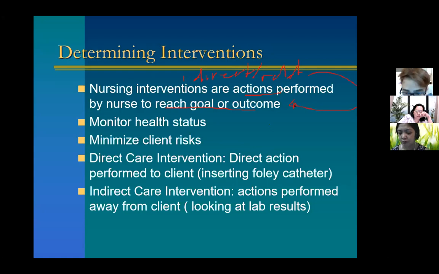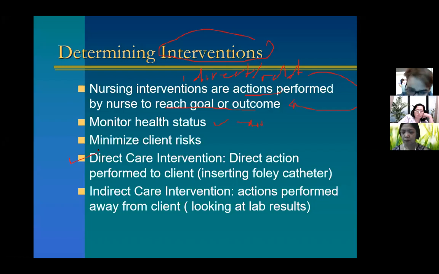Okay, bawal ang MEMA. MEMA ay lagay ka lang. Okay? Then monitor health status. Ito yung sinasabi ko na even though you are on the intervention phase, still you can perform your assessment phase. Okay? Then minimize client risk. Then direct care intervention. So direct action performed to client. Let's say for example, inserting Foley catheter. Okay? Then you also have your indirect care intervention. However, uh, very important yung direct care.